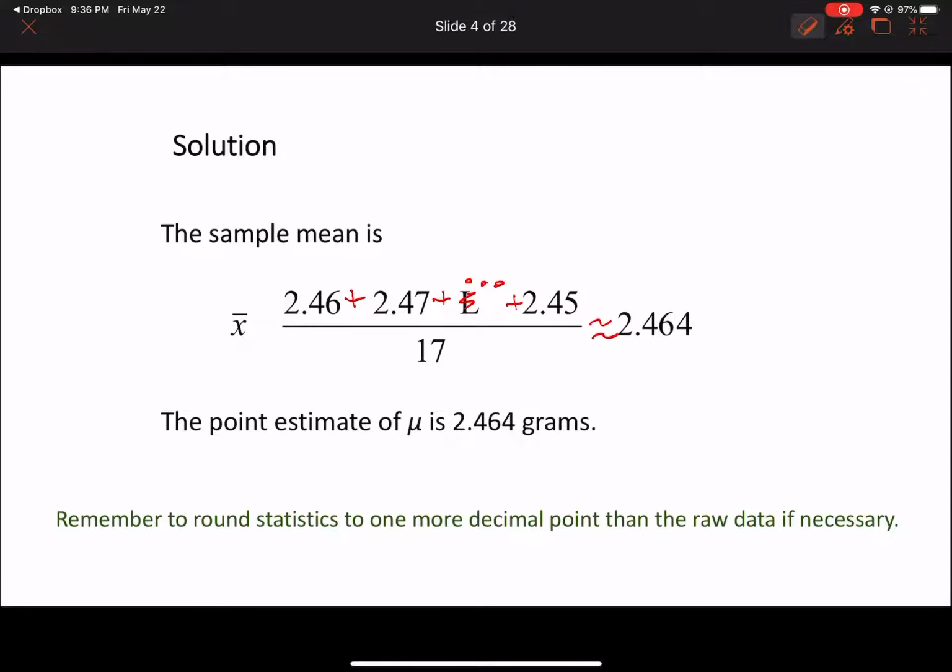sample mean. It's a sample mean because this is a sample of all the pennies. Obviously, we can't find the population mean because that would be every single penny out there. We would have to weigh every single penny out there, which is impossible. So we round the statistics to one more decimal point than the raw data. So our raw data is to 2 decimal points, so we're going to round our answer to 3 decimal points. So our point estimate for mu is 2.464.